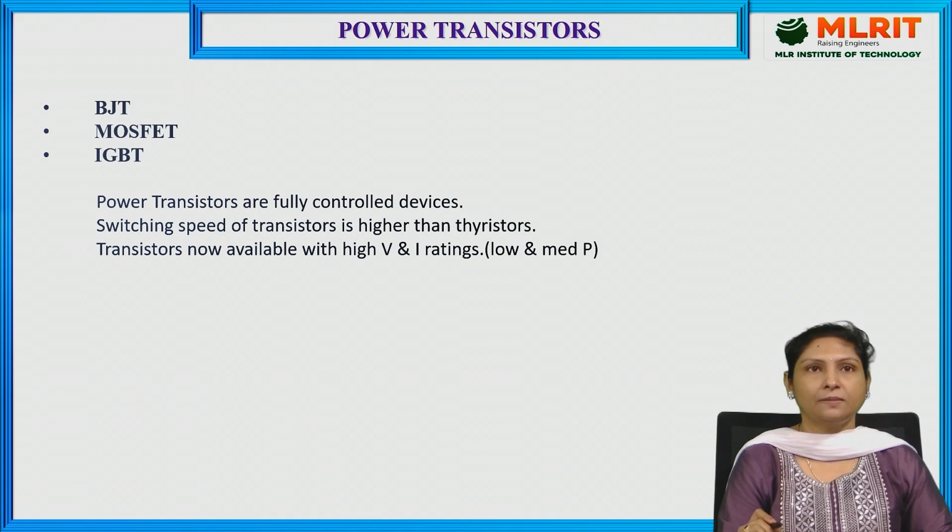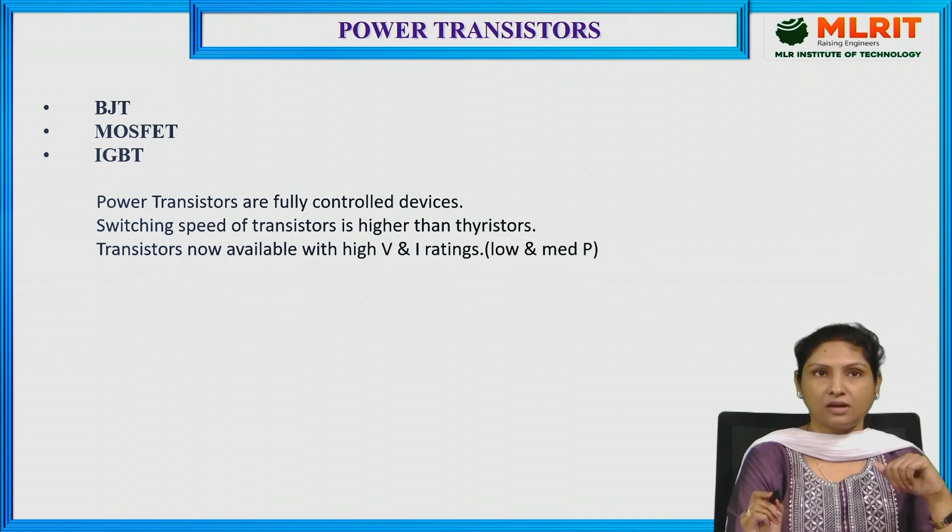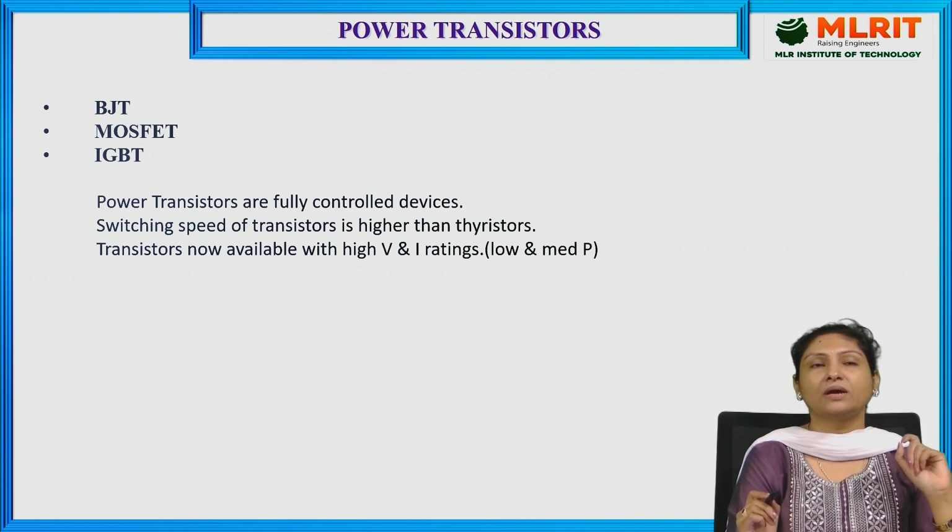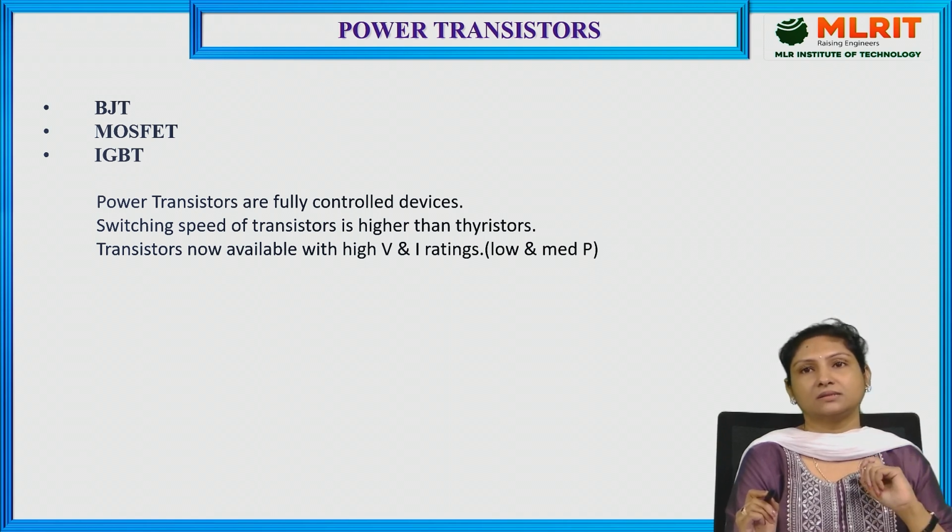And firstly, BJT. As I already told you, power transistors are further classified into BJT, MOSFET and IGBT, where BJT stands for bipolar junction transistor, MOSFET is metal oxide semiconductor field effect transistor, and IGBT is insulated gate bipolar transistor.